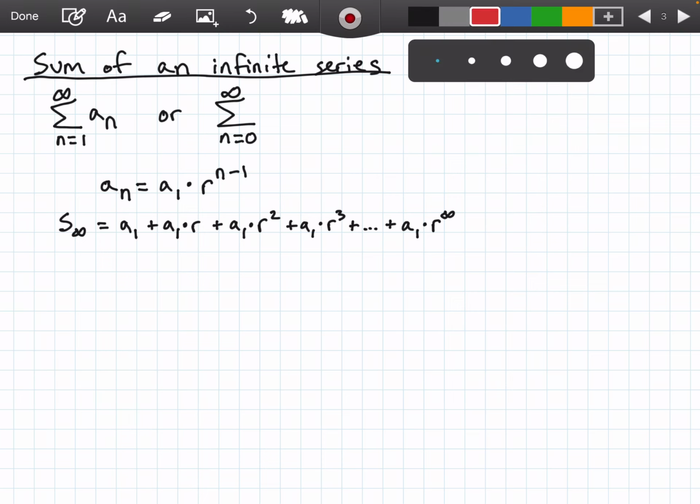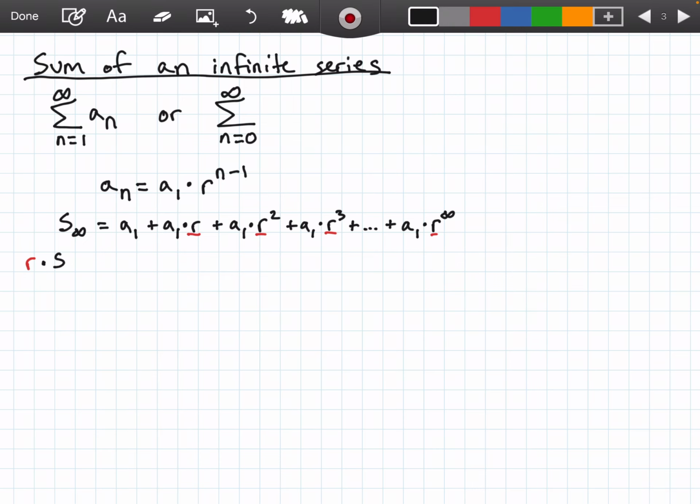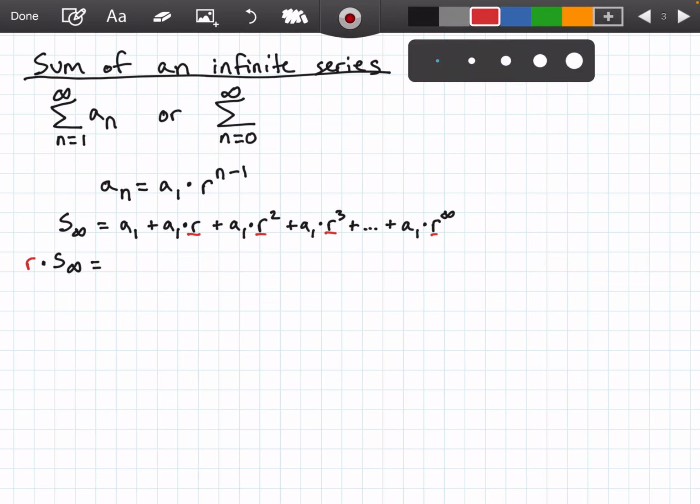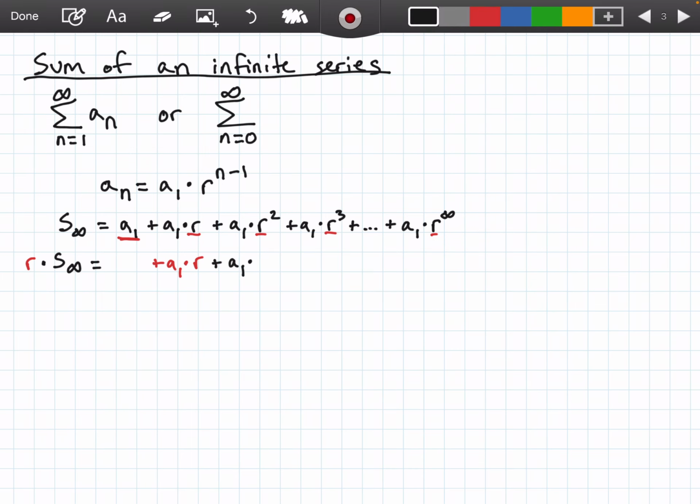Well, what we're going to do might not feel very intuitive in this situation, and that's okay. I'm going to take this and multiply it by my common ratio. What that does is it takes my first term, a1, and now it will be times r, so I'm just going to line it up here. It essentially just shifts every other term, because now my second term, which is a1 times r, will be a1 times r squared. It basically shifts everything over. And I can't have infinity plus 1. That's not a thing. So this also goes to infinity.